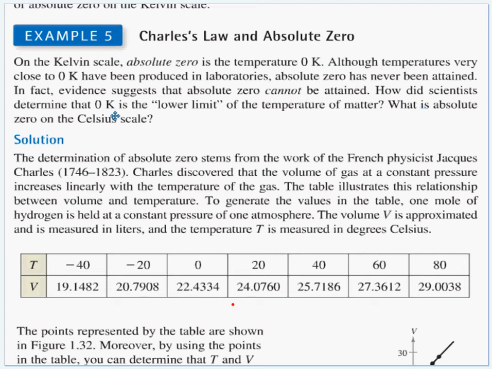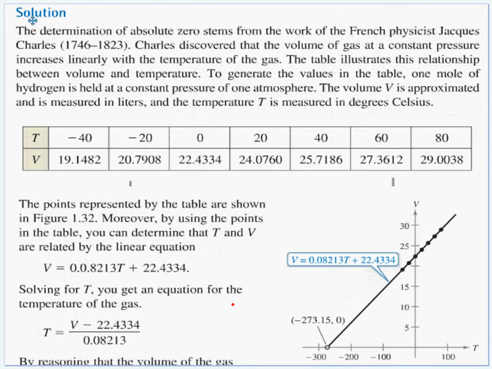So how did science determine that 0 K is the, quote, lower limit of the temperature of matter? What is absolute zero on the Celsius scale? To solve this, the determination of absolute zero stems from the work of the French physicist Jacques Charles back in the 1800s. Charles discovered that the volume of gas at a constant pressure increases in a linear relationship with the temperature of the gas.